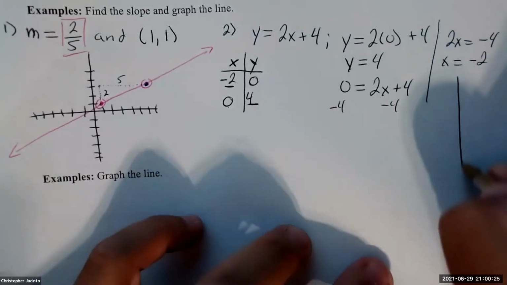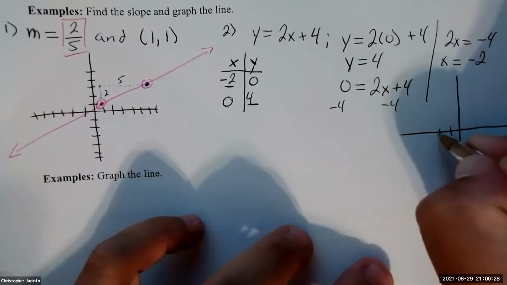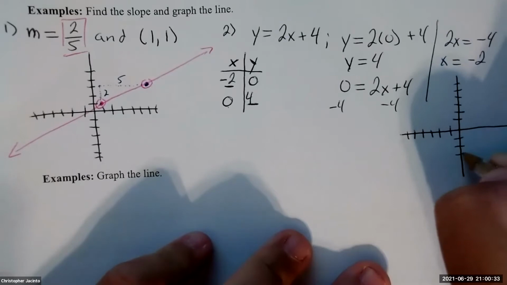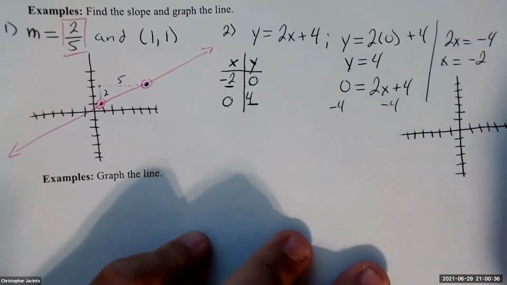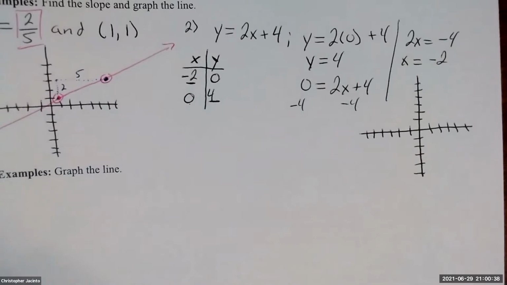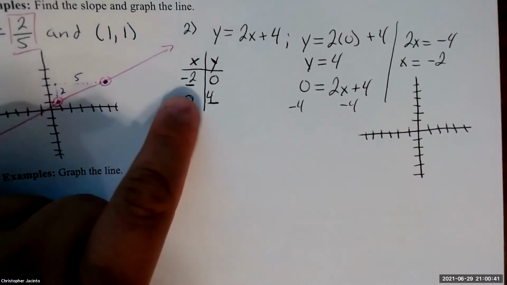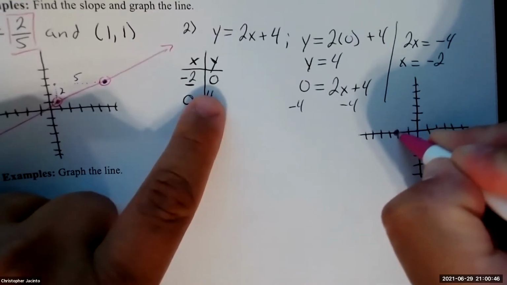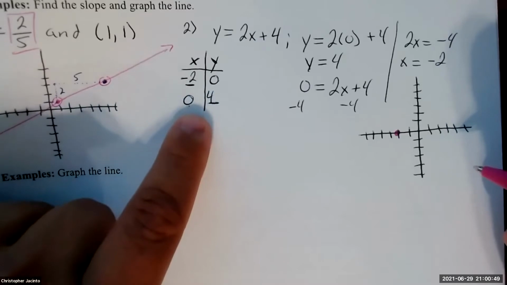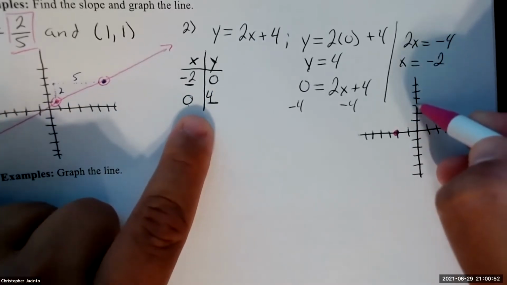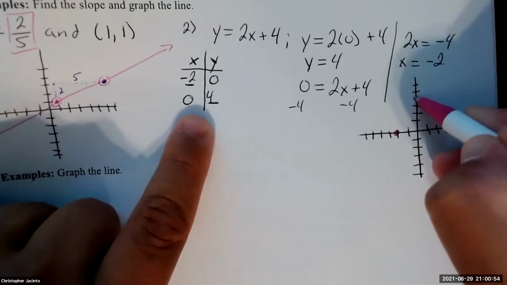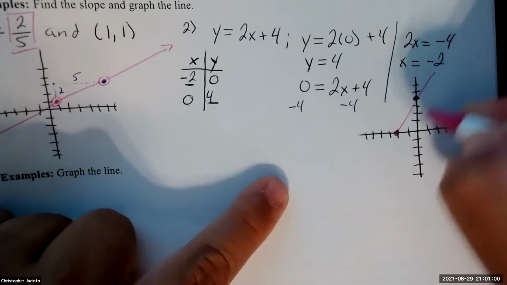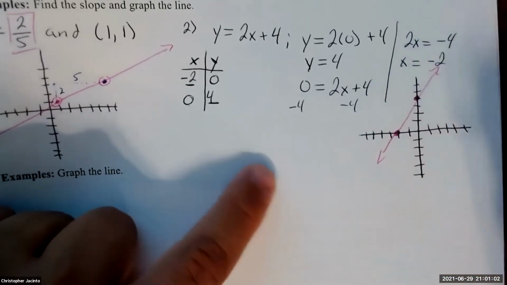So now let's graph them and see what we get. Right, so first point is (-2, 0). So (-2, 0). Next point is 0, up 4. 1, 2, 3, 4. Right, just plot in the points. And now we just make a line right through them. So we graphed it.